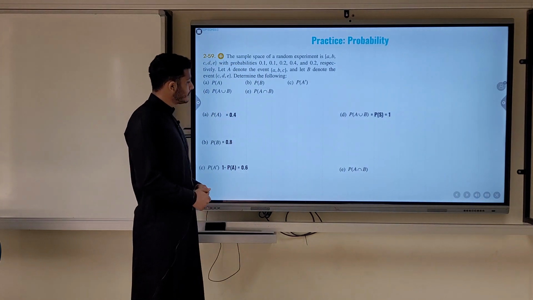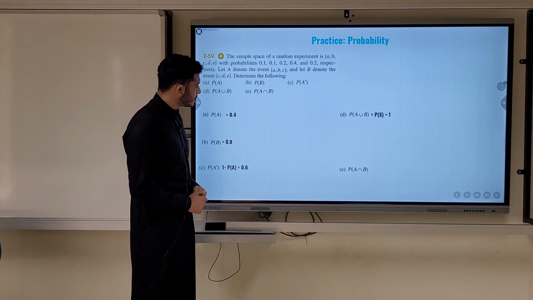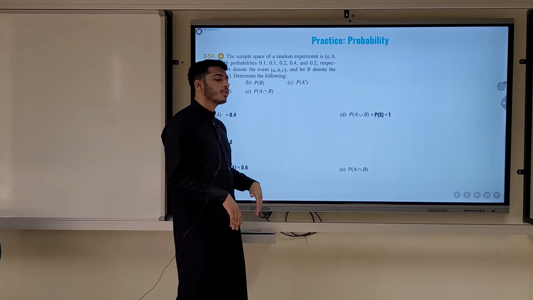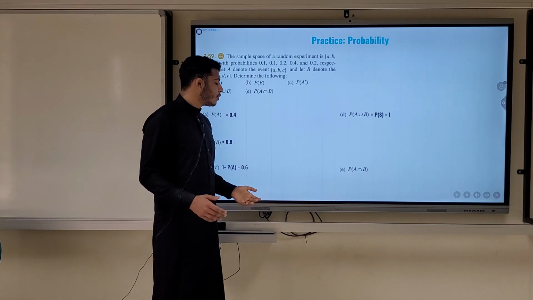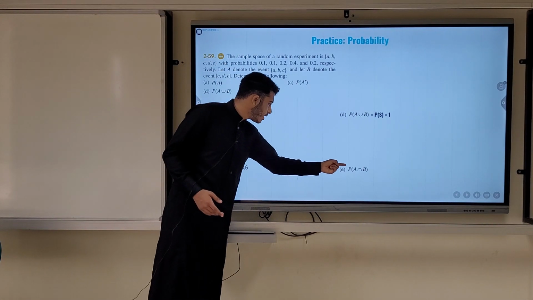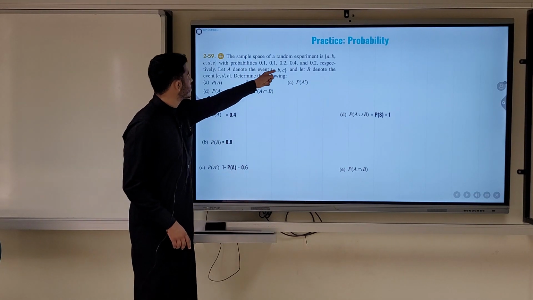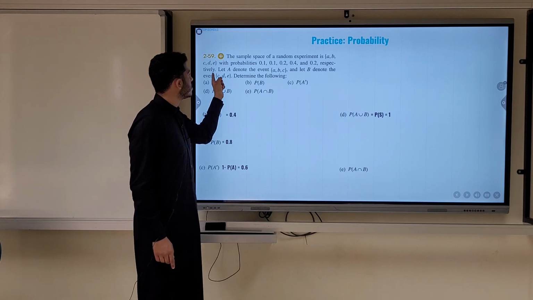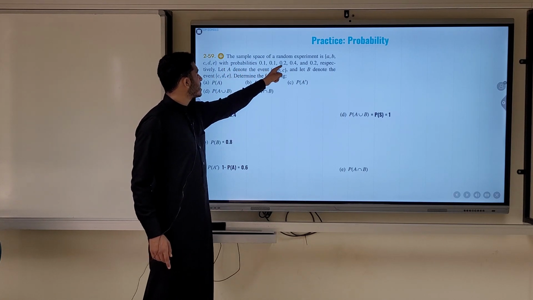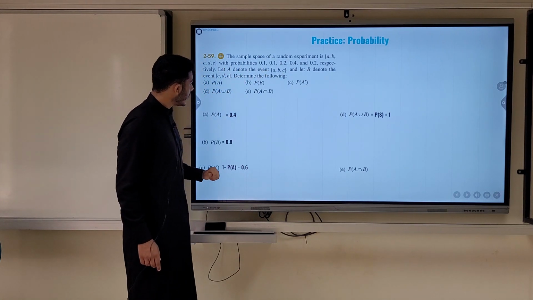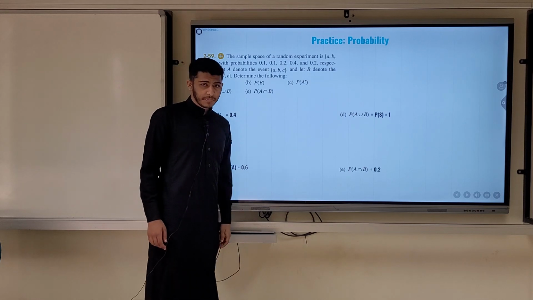Now, let's take the last question here, which wants the intersection, the common outcome inside of event A and event B. The common outcome here is C, as we have C in both cases. If we find the probability of C, it's going to be 0.2. And that's merely it.